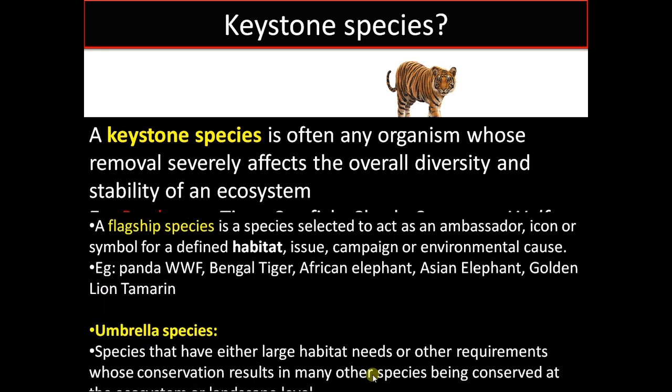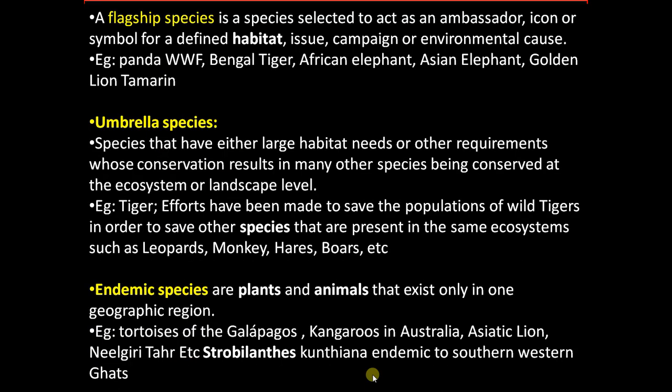Now I would like to add some more terms in ecology that you can expect as questions. One is flagship species. A flagship species is a species selected to act as an ambassador, icon, or symbol for a defined habitat, often as a campaign or environmental cause, often meant for conservation or protection of wildlife. You know that the giant panda is the symbol of WWF, then Bengal tiger. There is a project, Save Tiger Project.